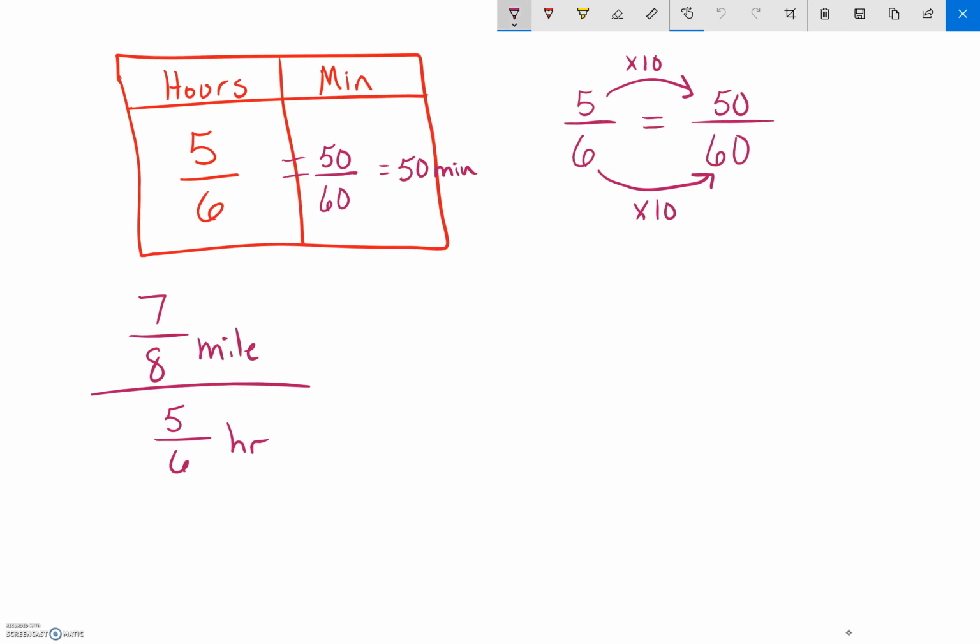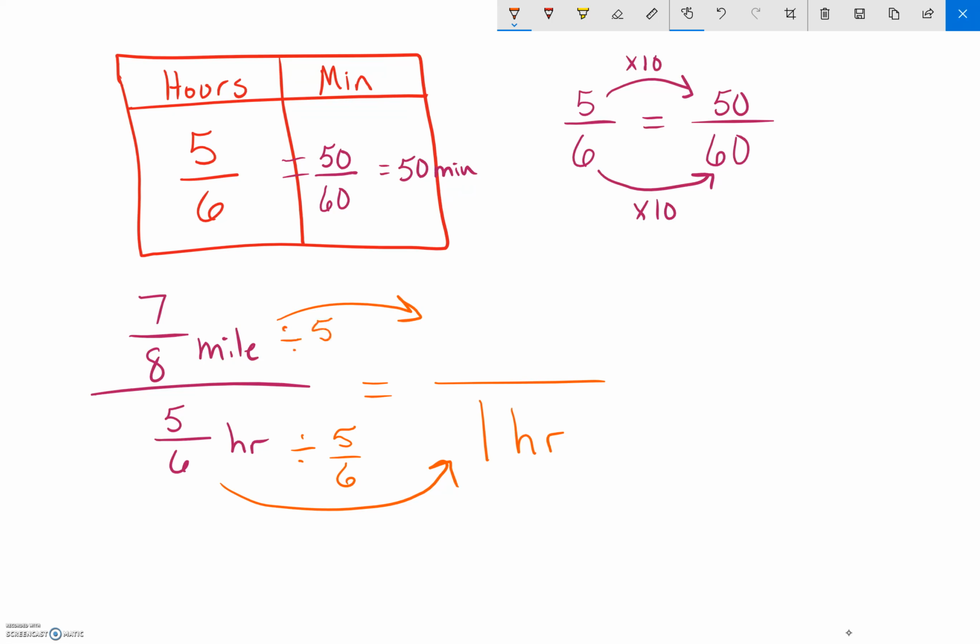So the turtle goes 7/8 of a mile in 5/6 of an hour. We need to know how far he goes in 1 full hour. So again, 5/6 doesn't multiply very nicely to become 1, but we know anything divided by itself will equal 1. So we're going to divide by 5/6. And we're going to end up doing the same thing in the numerator, 7/8 divided by 5/6. Show our work off to the side, and this will give us our answer.